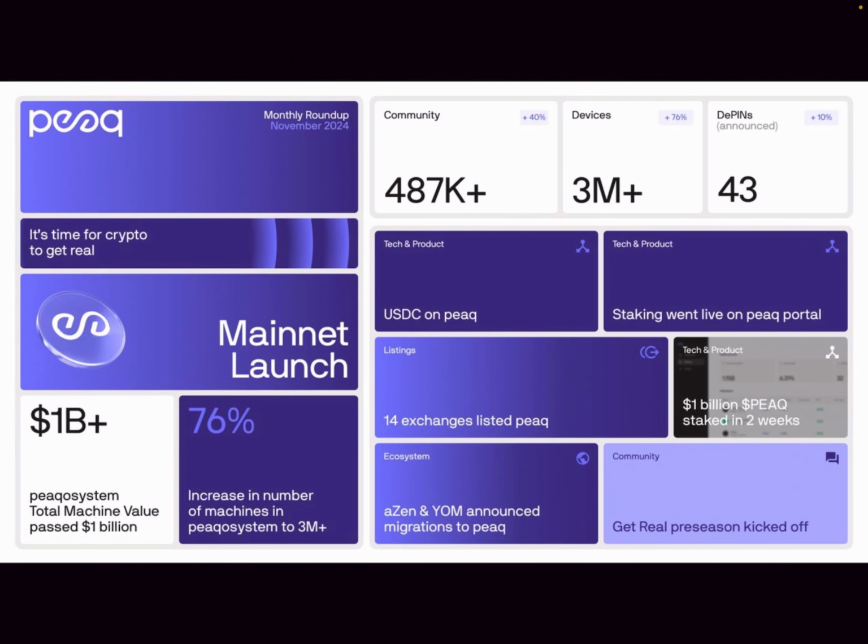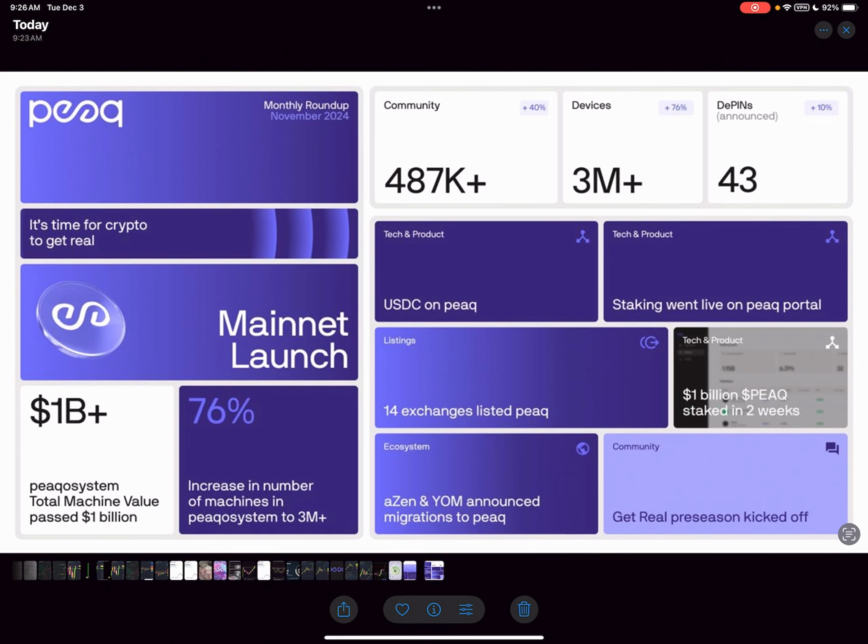All right. So staking went live, as you can see. They listed on 14 exchanges. Can you imagine? Peaq launched and listed on 14 exchanges inside the same week. Amongst those 14 exchanges are about 3 top 10 exchanges, I believe, 3 or 4. Right? What do you think is coming next? Just do the math. Do the math. What do you think is coming next?